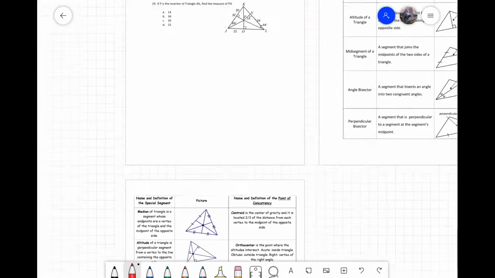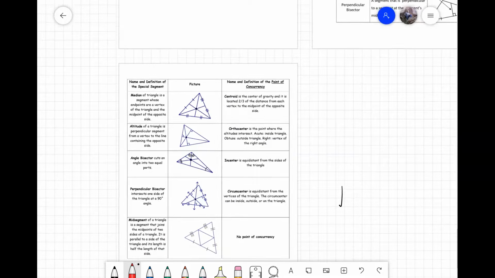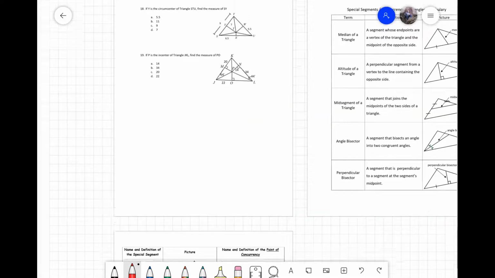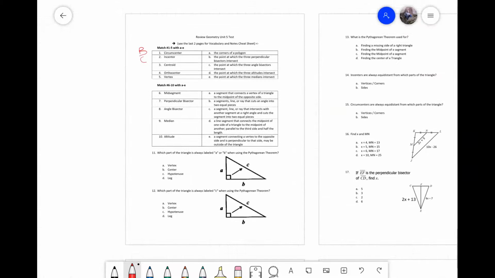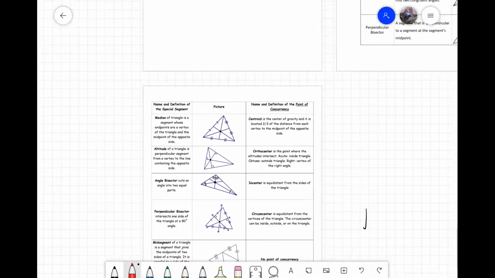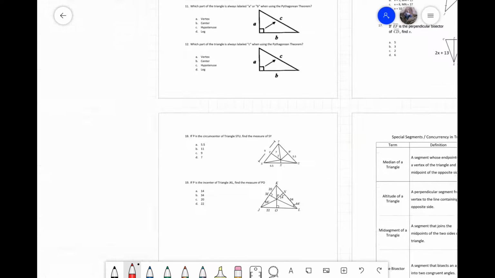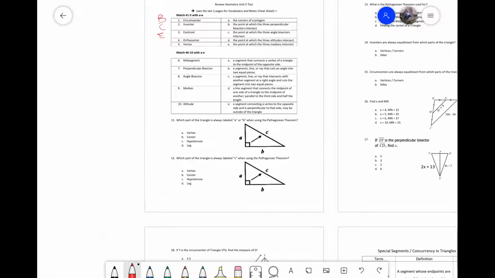Centroid is made from medians. So that would be medians, letter E. Orthocenter is made from altitudes, which would be letter D. And then the vertex is the corners of a polygon. So B, C, E, D, A.